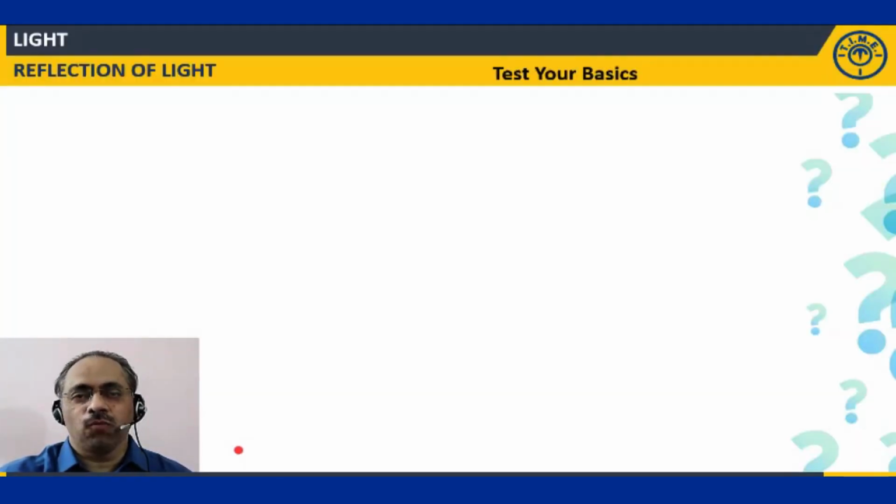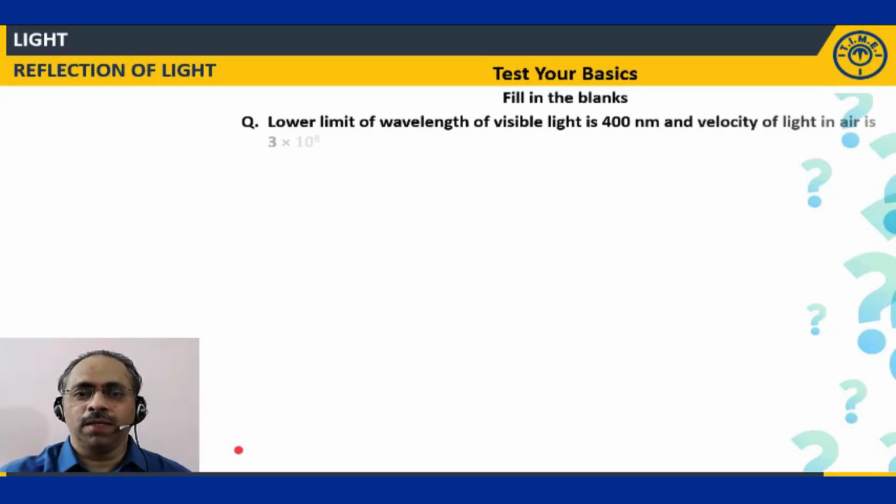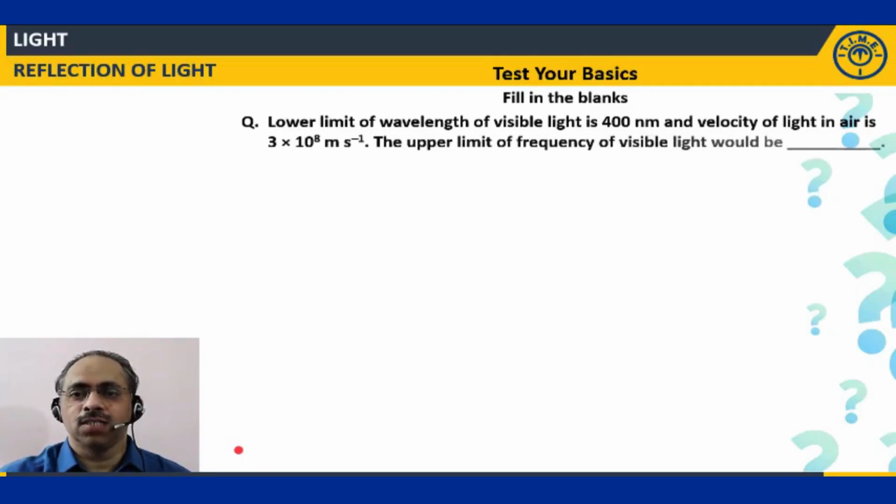In that, again, we start with fill in the blanks. Let us see the first question. Lower limit of wavelength of visible light is 400 nanometer and the velocity of light in air is 3 into 10 power 8 meters per second. The upper limit of frequency of visible light would be. So what would be the upper limit of frequency of visible light?